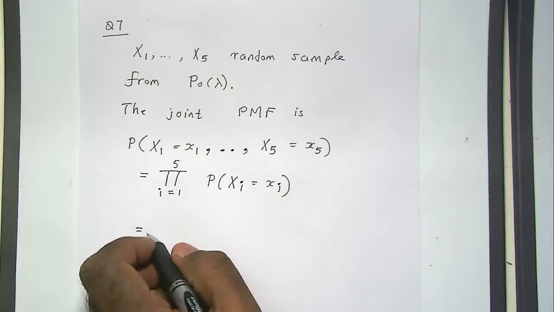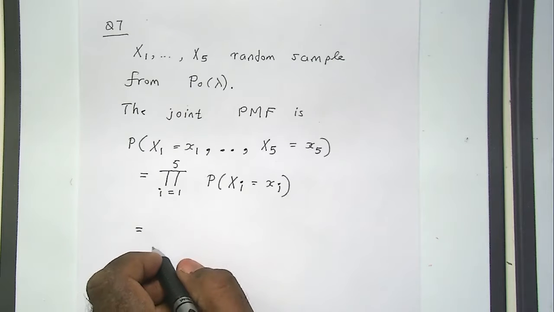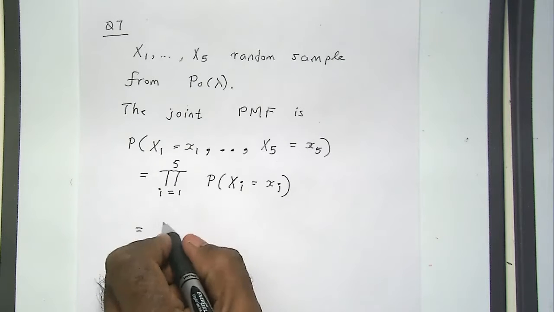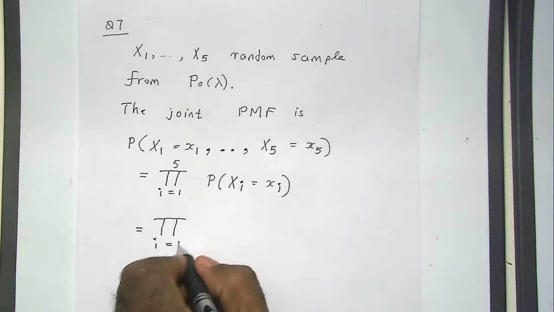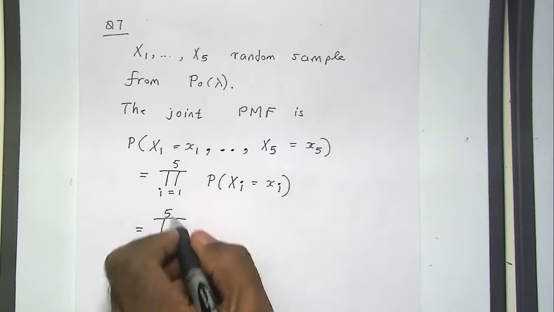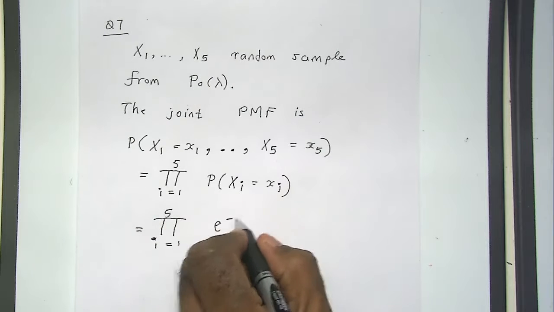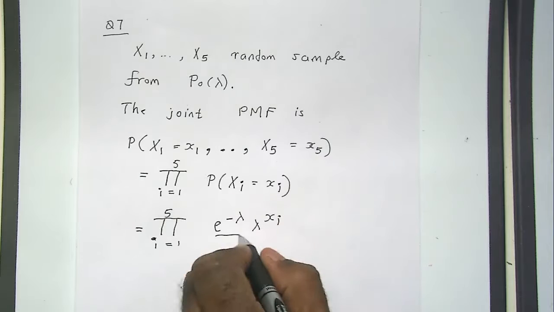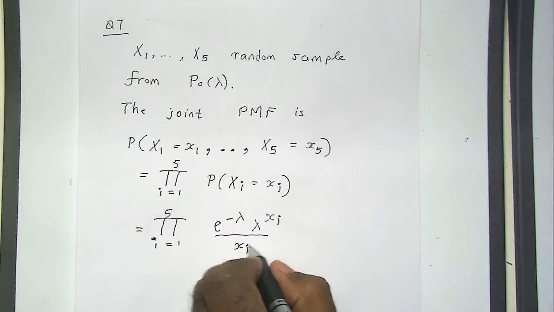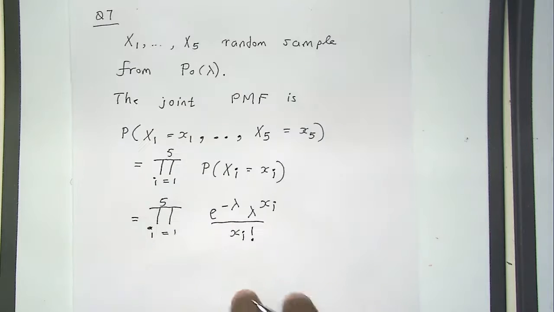Now, I'm sure all of you know the PMF of the Poisson distribution. You did that in probability 1, or it is in the handout I gave you. This is e to the minus lambda, lambda to the power xi, divided by xi factorial. Do you guys remember this or not?